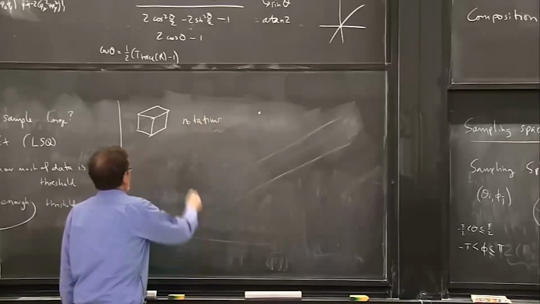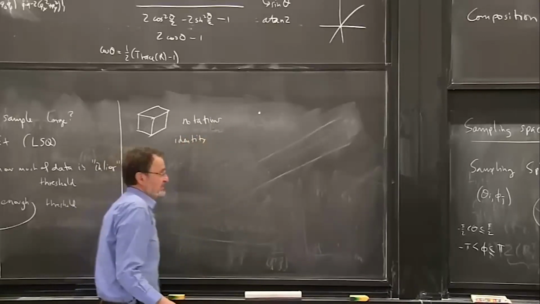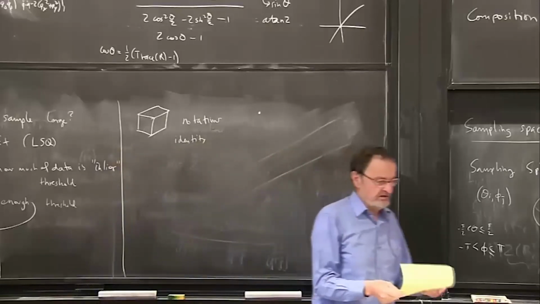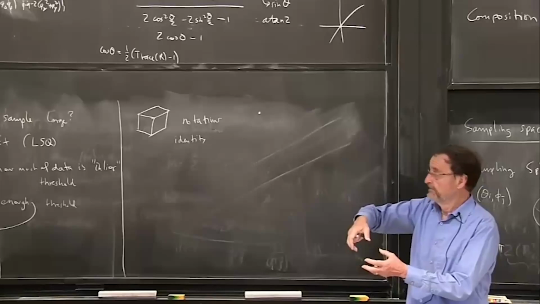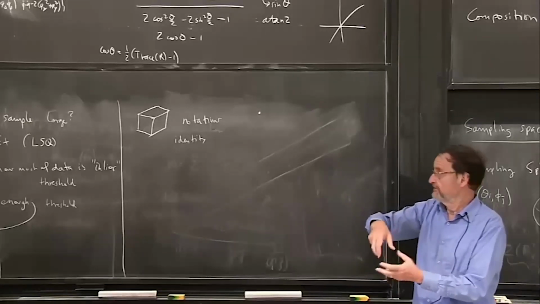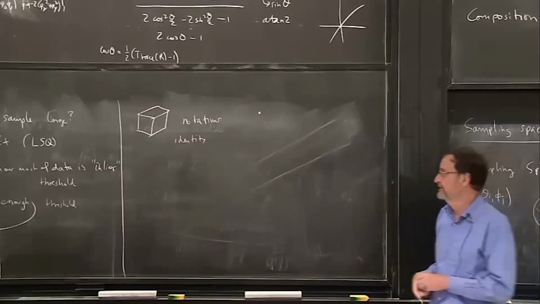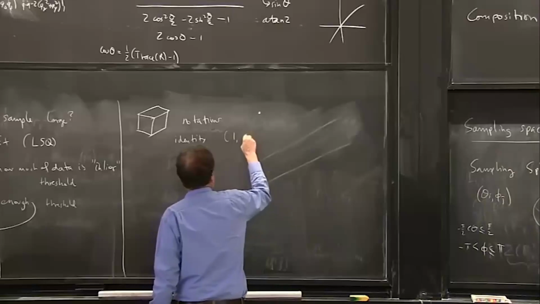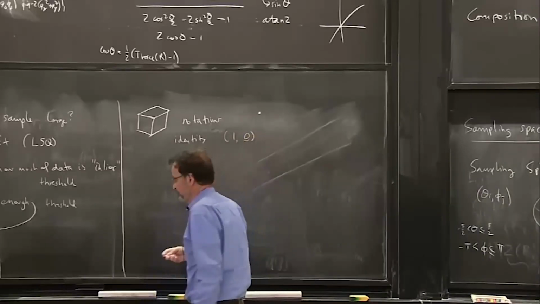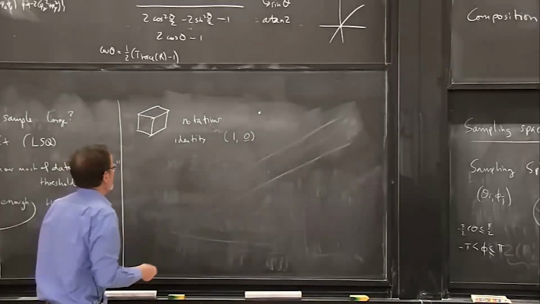And, well, first there's the identity. So what do I mean by rotations? I mean that you take the object, then you rotate it, and then the faces line up with the faces, and the edges line up with the edges, and the vertices line up with the vertices. Okay, so the identity. In terms of quaternions, that looks like that. It has a zero vector part and a scalar part of 1.